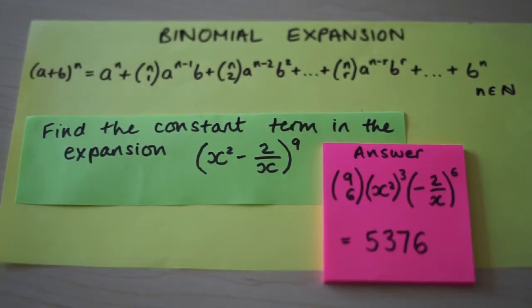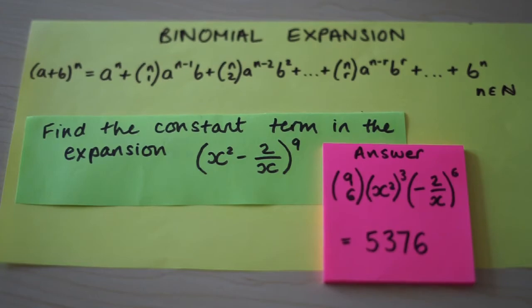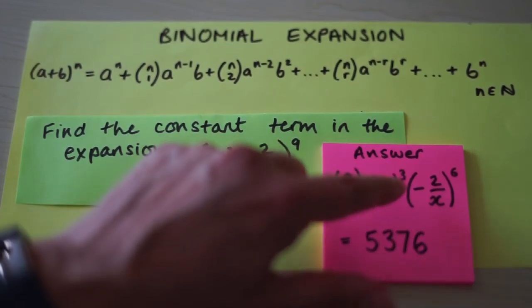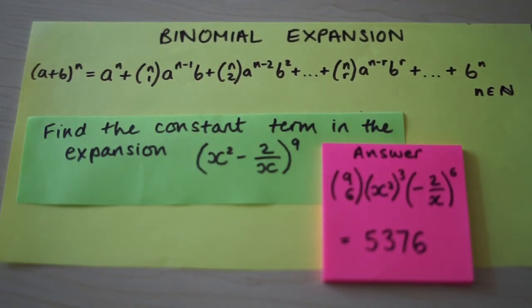And here's the answer. When you expanded it, you should have realised that this term was the term that was going to lead to no x's. If you do 9 choose 6, you'll find that that is 84. And if you do minus 2 to the power 6, you'll discover that is 64. So 84 multiplied by 64 is 5,376. Very well done if you did that.